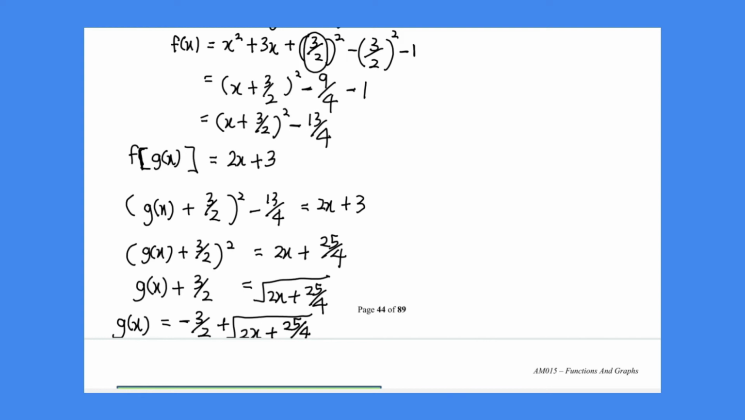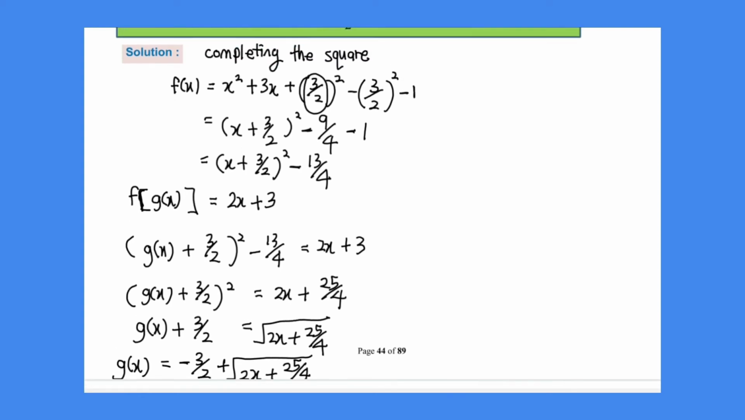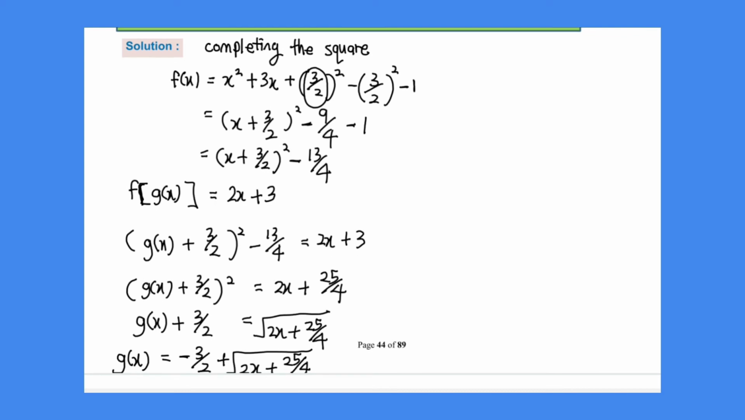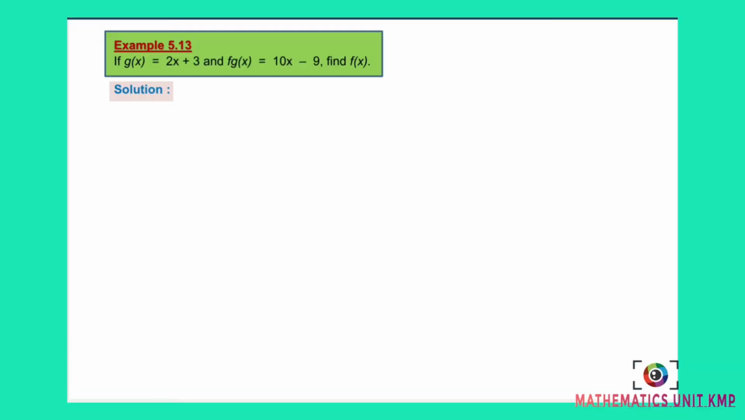Alright, understand. Here, all the solution. Do you understand the step? The next example, it has been given that fg(x) equals 10x minus 9, and then g(x) equals 2x plus 3. Now, this one, you need to find the function outside, not the inside, not the object one, outside.